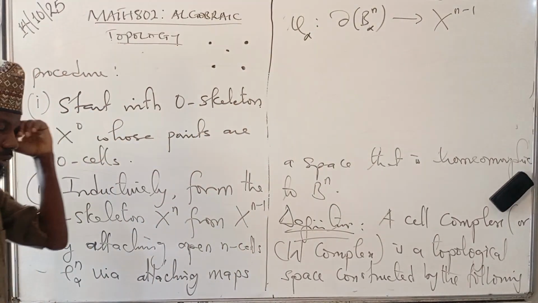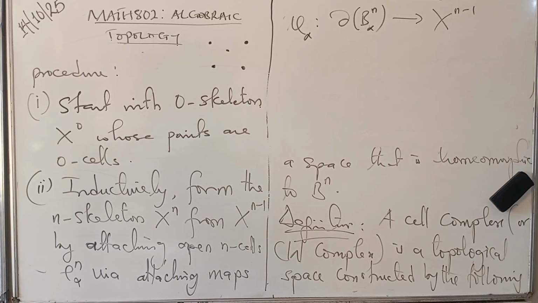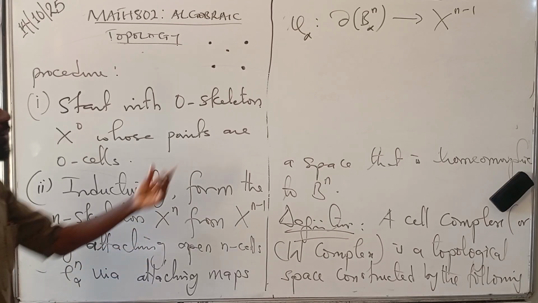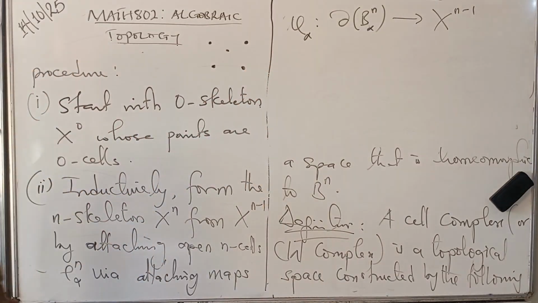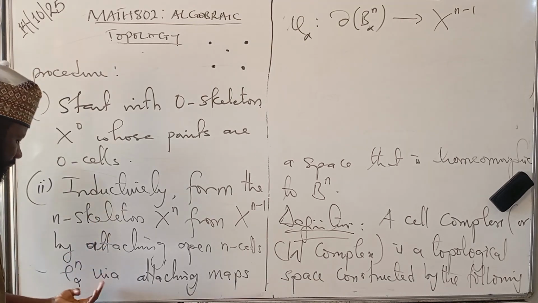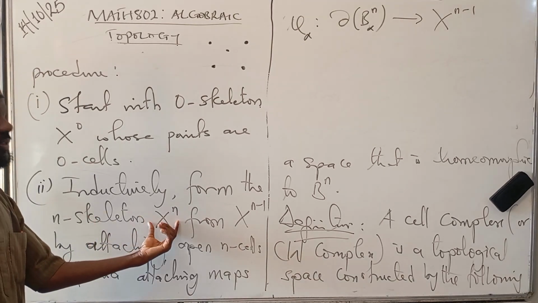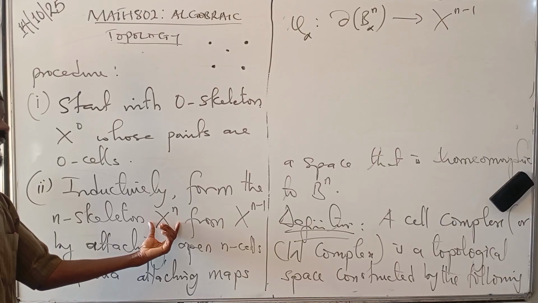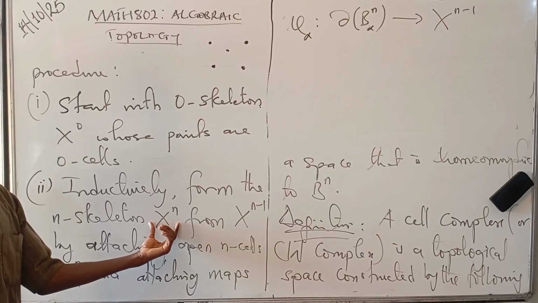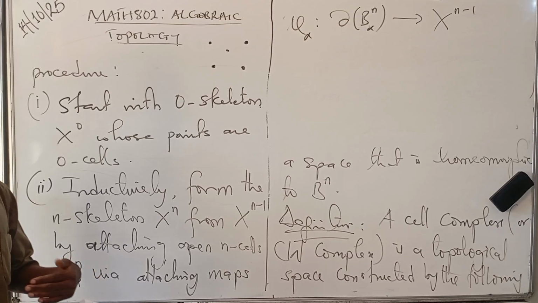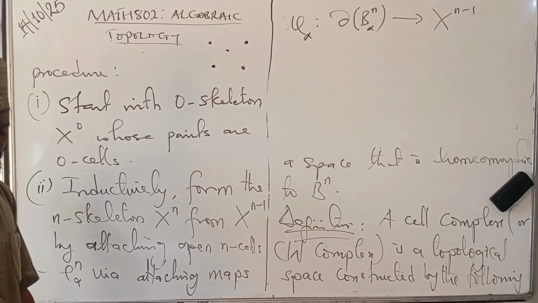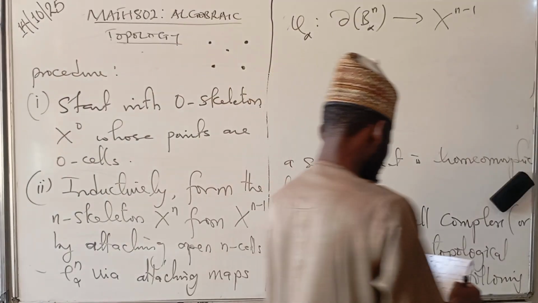I hope it's okay. So you use such a homeomorphism to attach. It's like you are constructing this space as the adjunction space, using that homeomorphism to do the pasting. So that is what is happening.